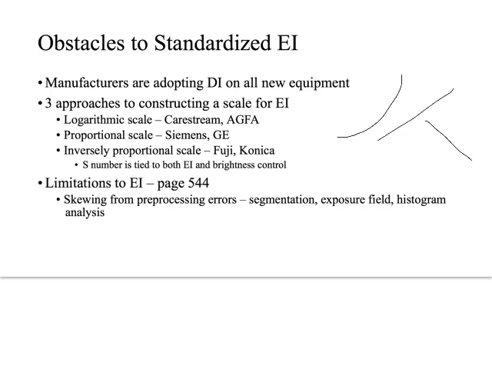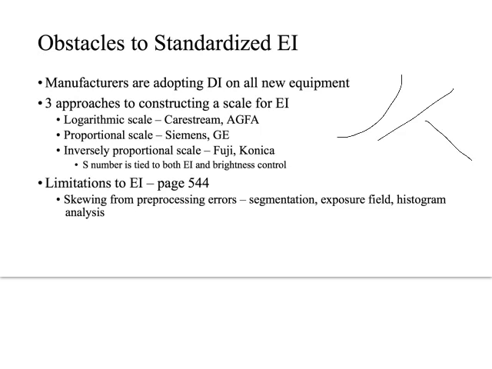If the S number is low, it means that I have potentially overexposed the image, and so I may need to decrease my technique. And one of the interesting things about the S number for both Fuji and Konica is that it's tied not just to EI, but also to brightness control. So the initial number that it gives us is the actual exposure indicator number, but then if we use an ROI or in any way manipulate the image to change that, then it's solely indicative of brightness control.